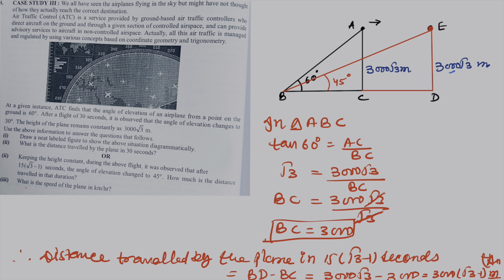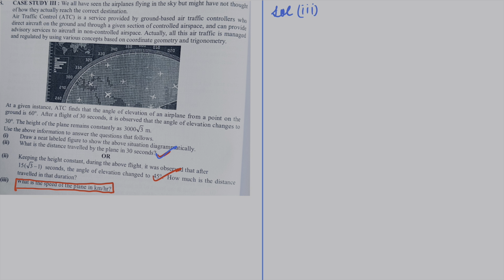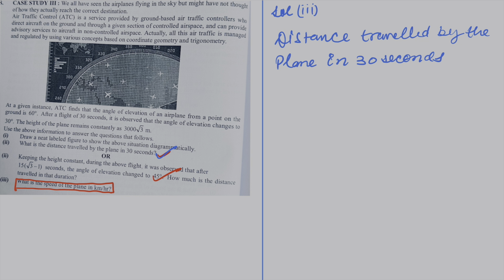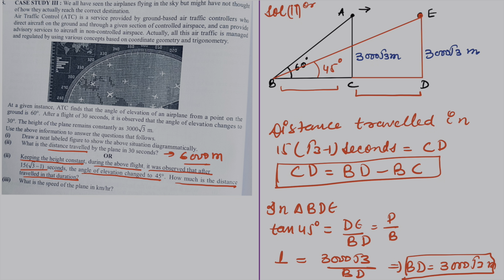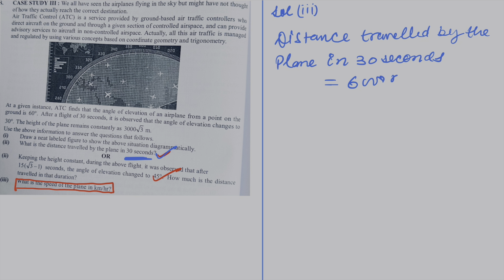Okay, now the third part is asking, what is the speed of the plane in kilometers per hour. Here for the speed of the plane we can use data from the second part or the first part, whatever you are comfortable with you can use. I am going to use the first part data here. Okay, you can use the other part data also. Now we know that distance traveled by the plane in 30 seconds was 6000 meters.